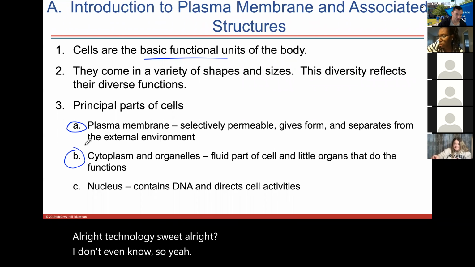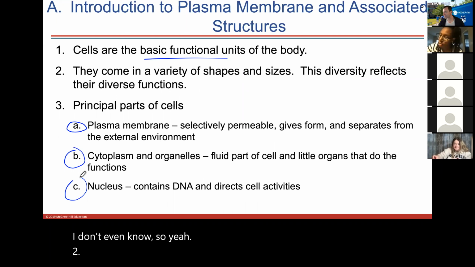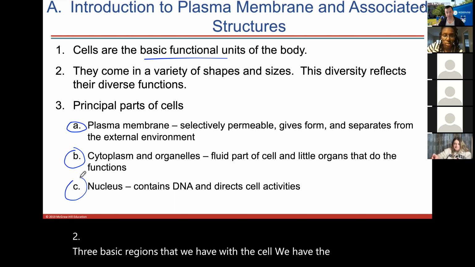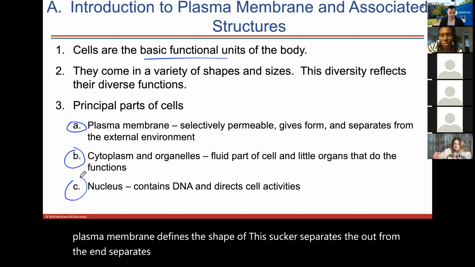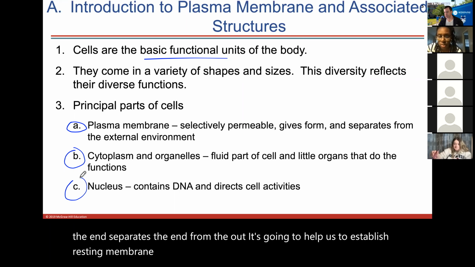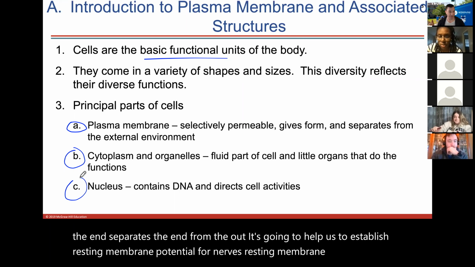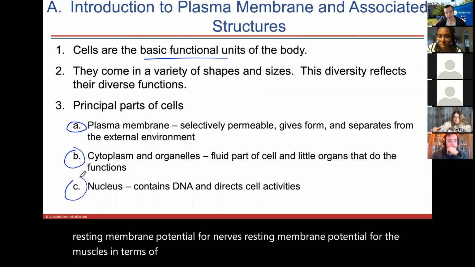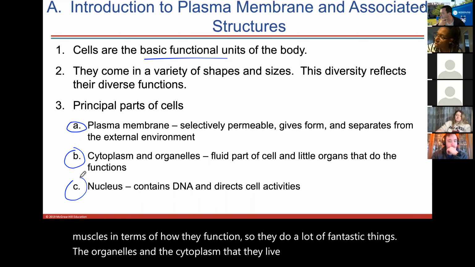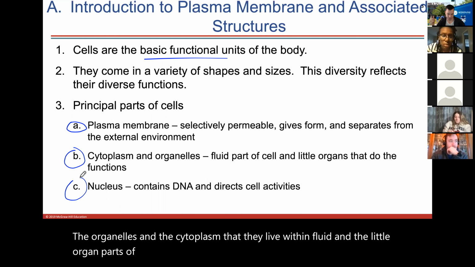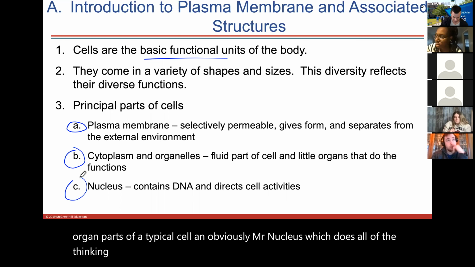There are three basic regions that we have with a cell. We have the boundary, the plasma membrane, which defines the shape of the cell and separates the out from the in. It's going to help us establish resting membrane potential for nerves and for the muscles in terms of how they function. So they do a lot of fantastic things. Then the organelles and the cytoplasm that they live within, the fluid and the little organ parts of a typical cell, and obviously the nucleus, which does all of the thinking for the cell and directs all of the activities.